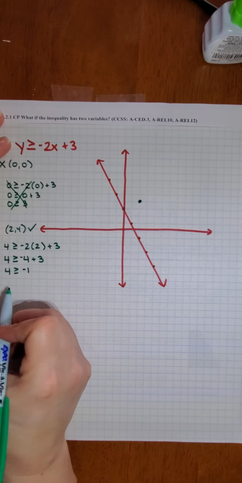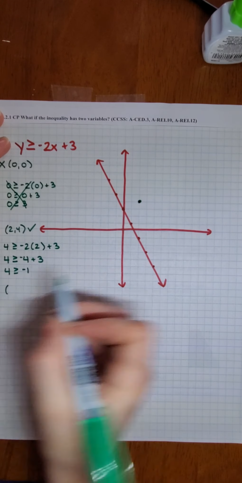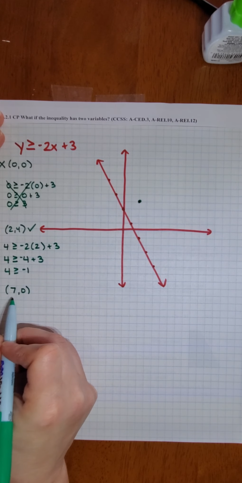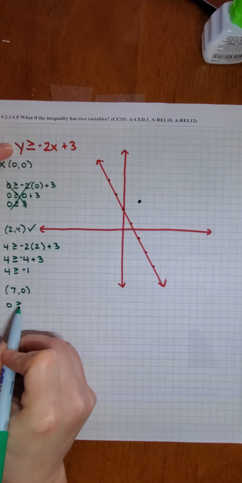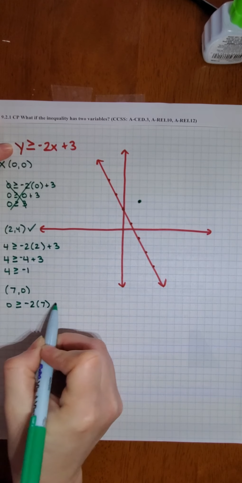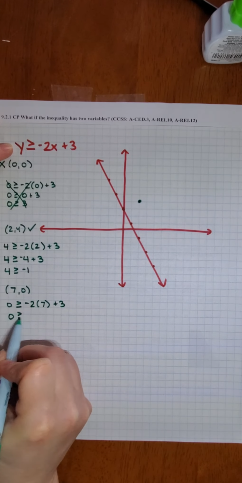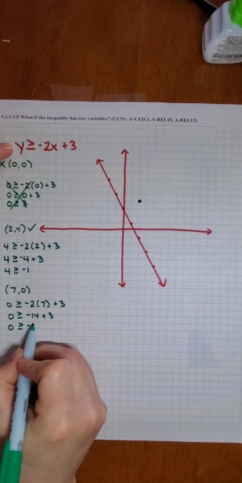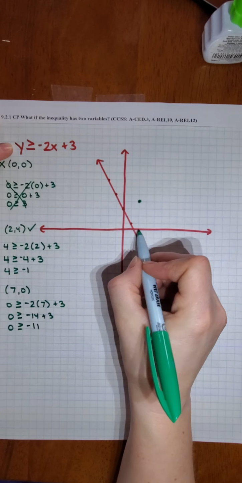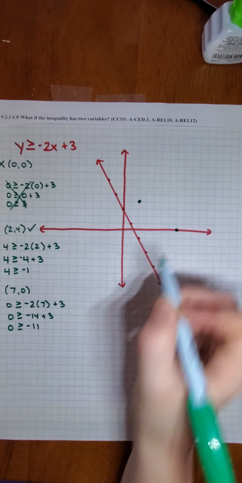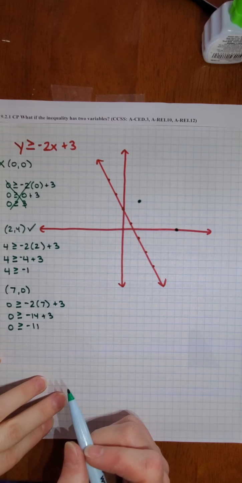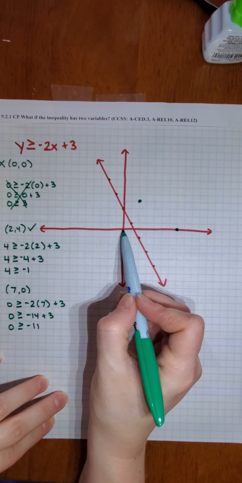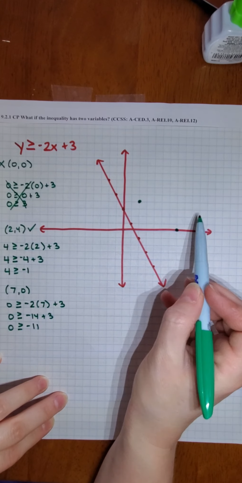Let's try another one, something way over here, like 7, 0. If we substitute 0 for y, is 0 greater than or equal to negative 14 plus 3? Yes, 0 is greater than or equal to negative 11. Okay, so 7, 0 worked. So I'm starting to get points on this side of the line, and we found that 0, 0 did not work. So I'm going to try another point over here.